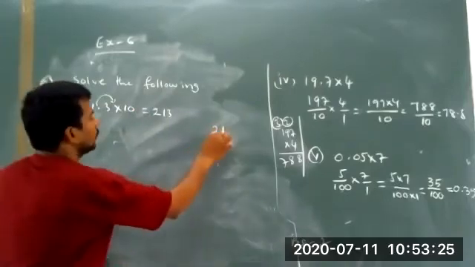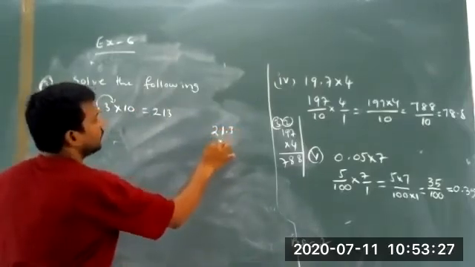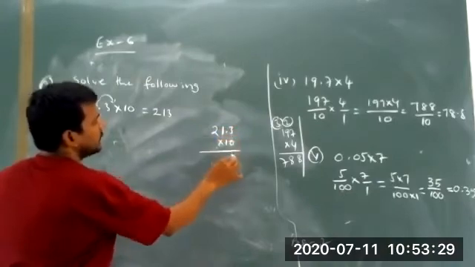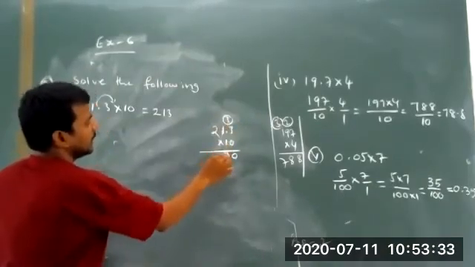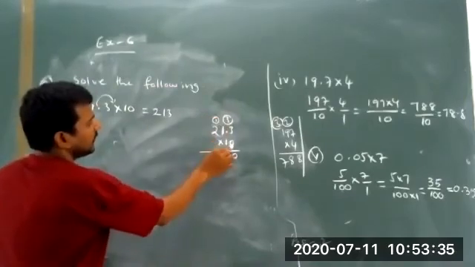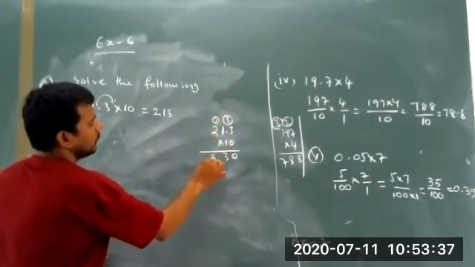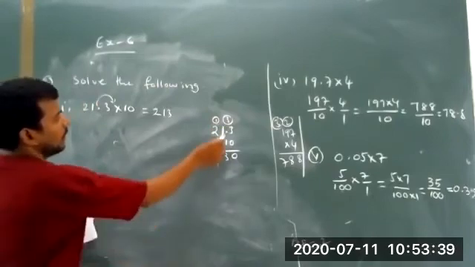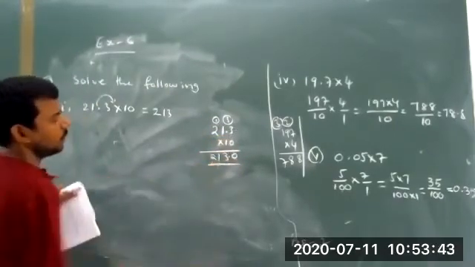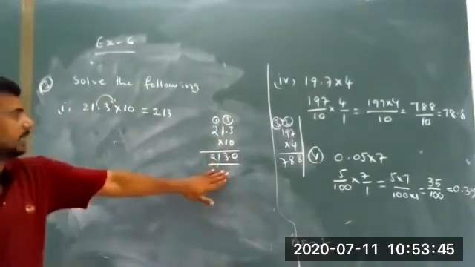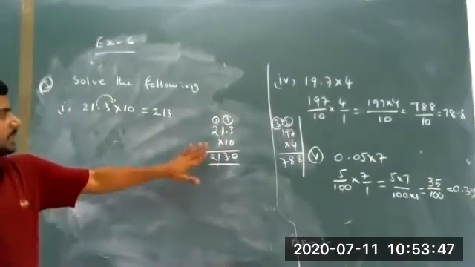Once again. 21.3 into 10. 3 tens are 30. 3 carry. 1 ten is 10, 10 plus 3 is 13. 1 carry. 2 tens are 20 plus 1 is 21. So how many decimal places here? Only one. Now 230. So 230. Same answer. This is the long process.